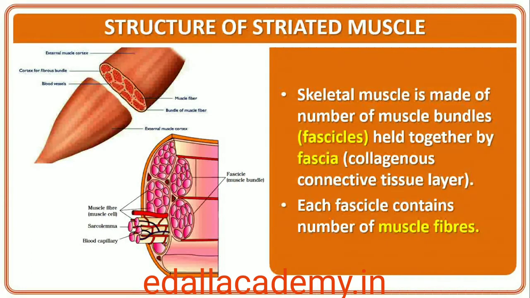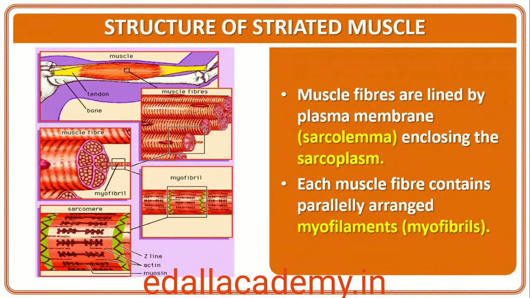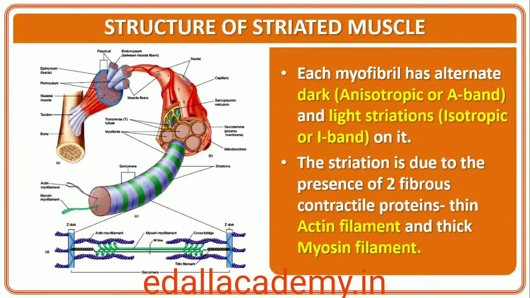A characteristic feature of the muscle fiber is the presence of a large number of parallelly arranged filaments in the sarcoplasm called myofilaments or myofibrils. Each myofibril has alternate dark and light bands on it. A detailed study of the myofibril has established that the striated appearance is due to the distribution pattern of two important proteins, actin and myosin.